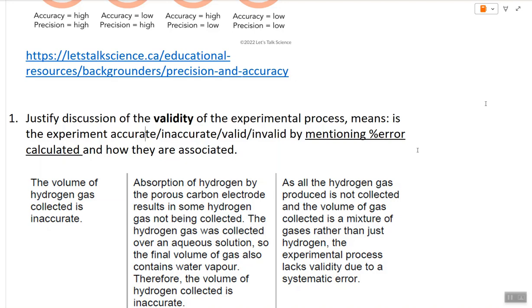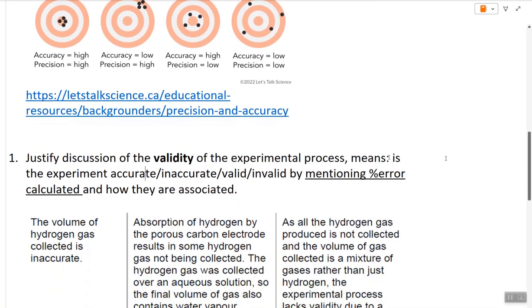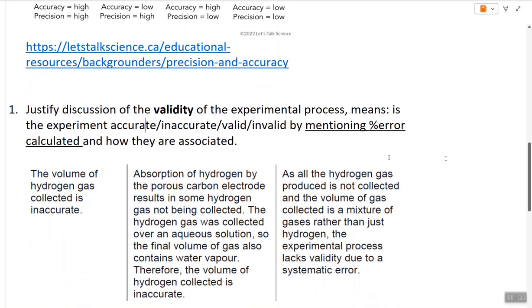It's systematic. Okay, so if you look to the second circle, see how it's not in the middle, but they're making the same error over and over. Okay, so it's a systematic error. So the first two columns are the limitations. The last column is the discussion of the validity, talking about an error that was made, a systematic error. Okay, that is validity, that is accuracy.